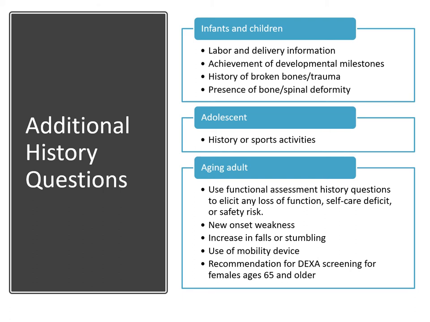For the aging adult, it is important to think about self-care and safety. Have they had new onset weakness? Is it unilateral or generalized? Have they noticed an increase in falls or loss of balance? Do they use a mobility device such as a walker or wheelchair? For health promotion, it is also necessary to recommend female patients 65 and older for DEXA screening or bone density testing.